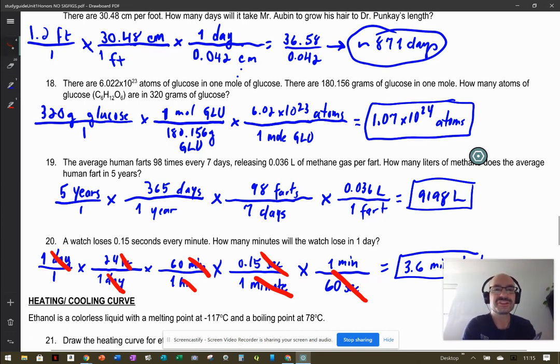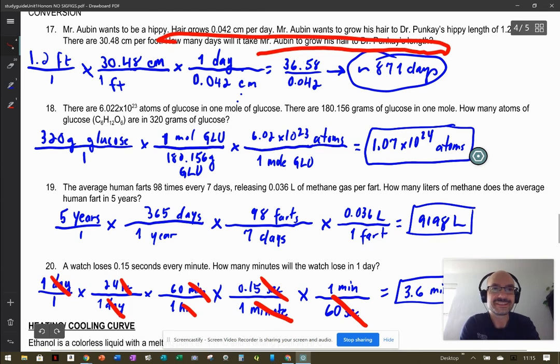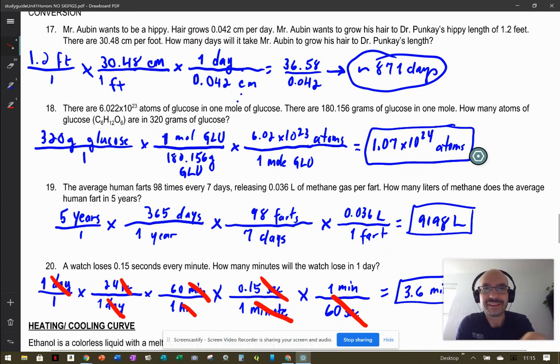First off, make sure you know what unit you're starting with. So this one said, how many days will it take for Mr. Aubin's hair to grow to Dr. Punkay's length? So it's asking us for days. We know that that's what our final unit should be. Now our starting unit has to be length. So what is Dr. Punkay's length? It's 1.2 feet. So that's our starting unit.